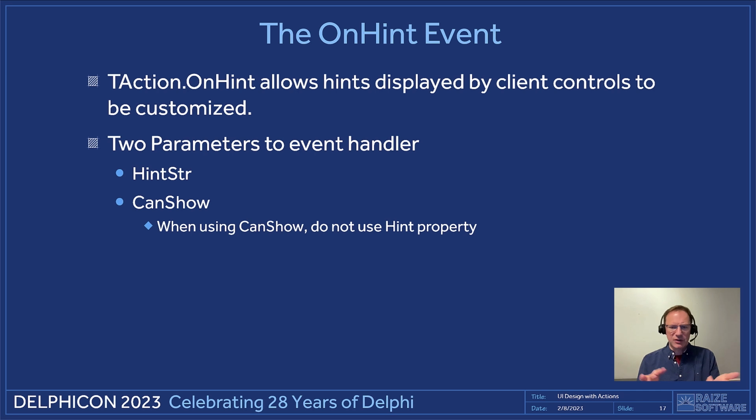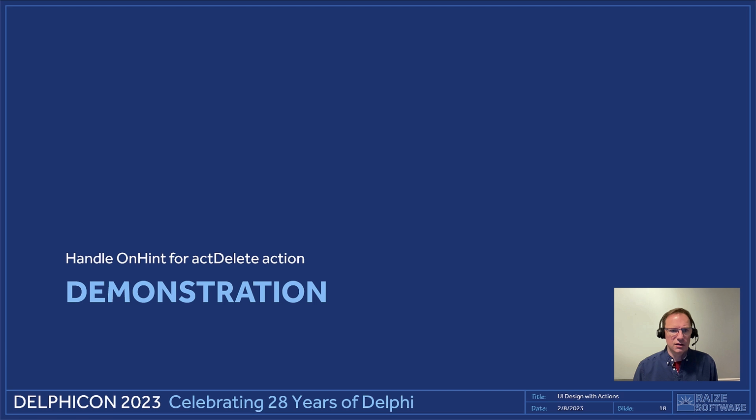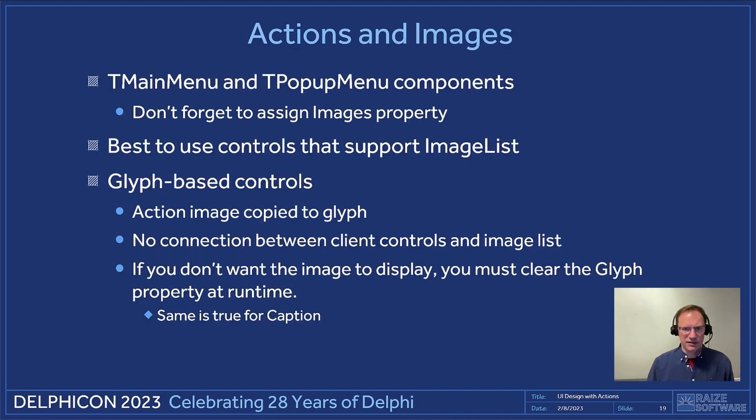We already talked about the on hint event. What it does specifically is you get two parameters. Can you show the hint? If you can, what is the hint you want to show? That's the hint string. So you have a lot of flexibility to leverage that. We already did the on hint action there. A couple final notes with actions and images.